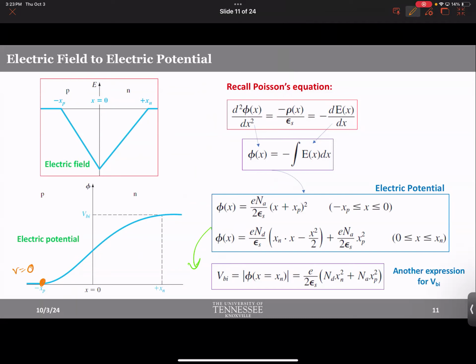Are you guys still with me so far? That simplifies, without losing the generality. You could choose other things as well. But that's like the agreed upon standard. We choose this to be 0 volt.